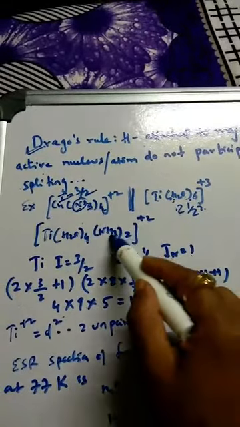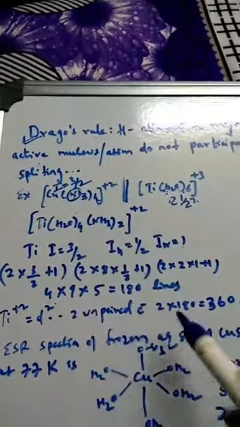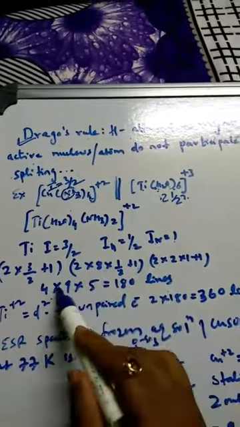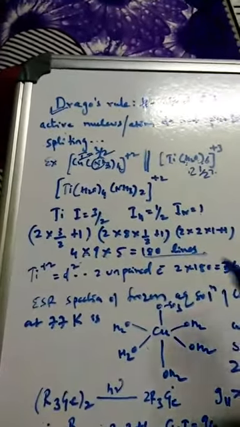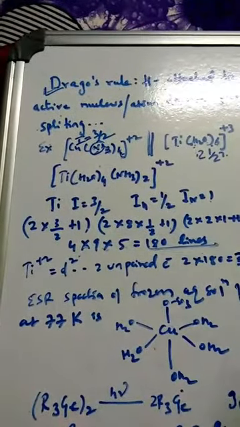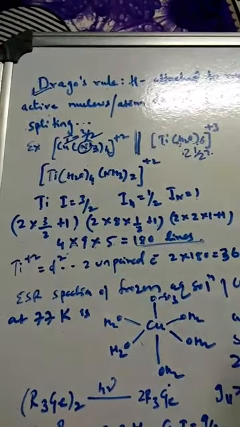But here hydrogen is not contributing according to Dragos rule. So the total is 4 into 9 into 5, that is 180 lines. So 180 lines I am going to get in this triaqua diamine titanium complex.